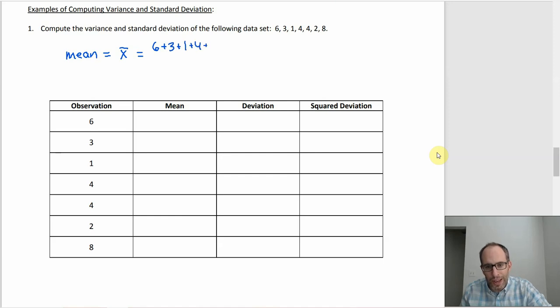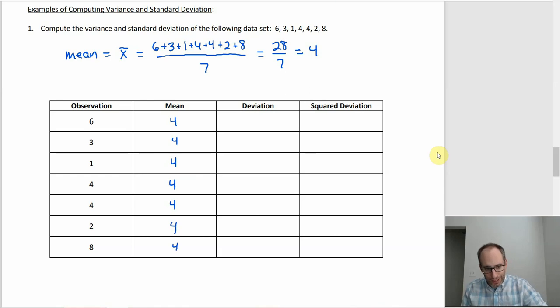So I'm just going to add all these together, and then I'm going to divide by 7. The numerator is 28, because 6, 3, and 1 is a 10. 4, 4, and 2 is another 10. So this is 28 over 7, which is 4. Then in my table, the mean is 4, and I'm just going to have 4s going all the way down. And what I'm going to do is subtract left to right to get the deviations.